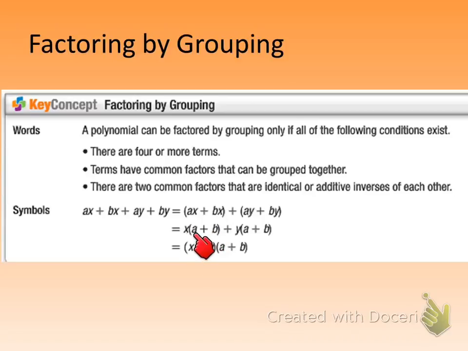Now, between these 2 lines, X parentheses A plus B and Y parentheses A plus B, what did each one of these have in common? They have A plus B in common. So since that's the case, you can take one of them out and write it X plus Y together, like that. Okay? See it in action. Ready?